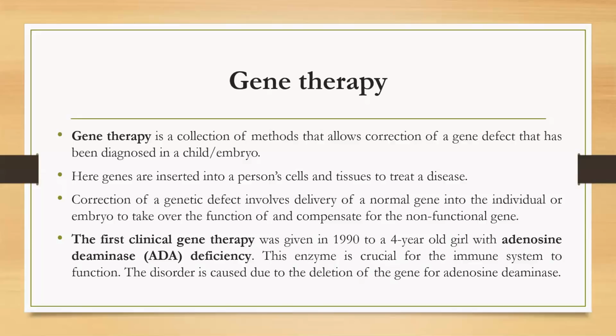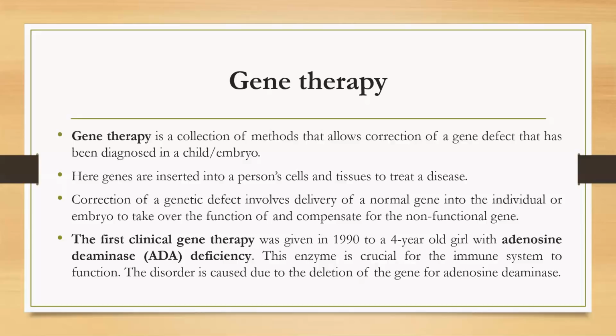Just remember, this particular enzyme, adenosine deaminase enzyme, is required for the proper functioning of T lymphocytes. You know the importance of T lymphocytes. T lymphocytes will support the B lymphocytes to produce antibodies. So here, adenosine deaminase enzyme is not produced because of the presence of malfunctioning ADA gene. Gene is malfunctioning, gene is defective.